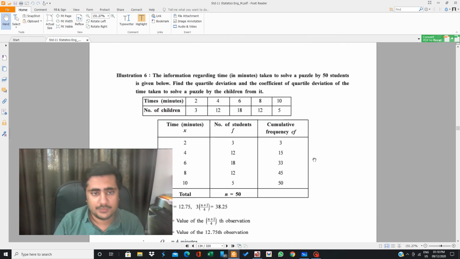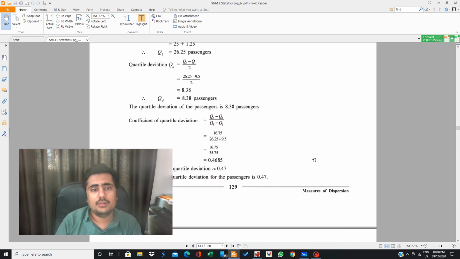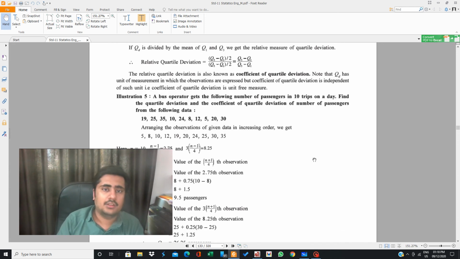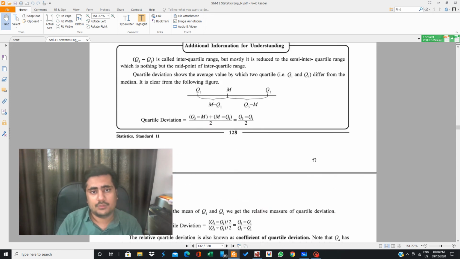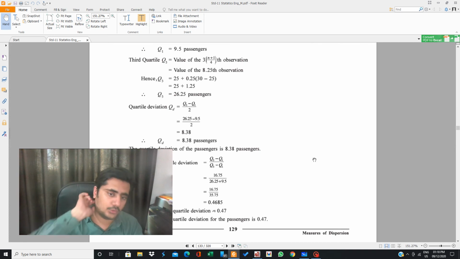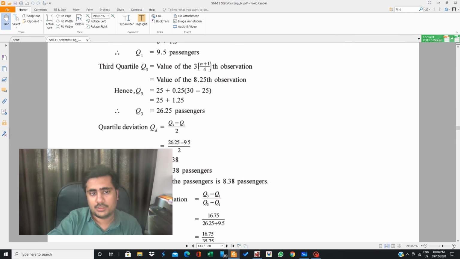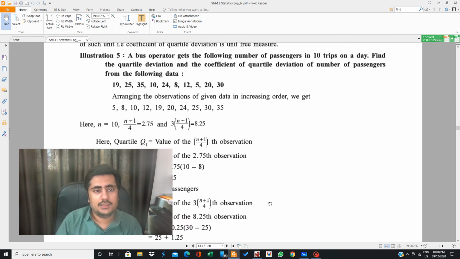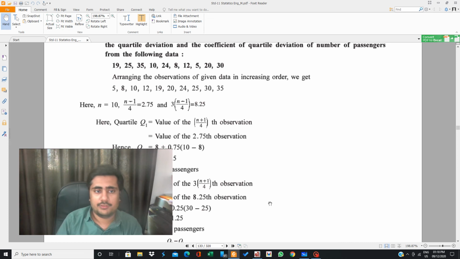We had done quartile deviation in the last lecture. We had seen the three stages of quartile deviation: when xi is given, when fi xi is given, and when classes and frequency are given. The formula for quartile deviation was (q3 minus q1) upon 2, and the coefficient of quartile deviation was (q3 minus q1) upon (q3 plus q1). So these were the formulas. If only xi is given, then you can find it with the value of the (n plus 1) upon 4th observation, and you have to find the number of observations in the sequence.